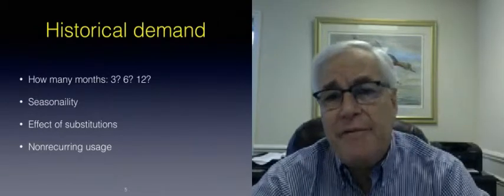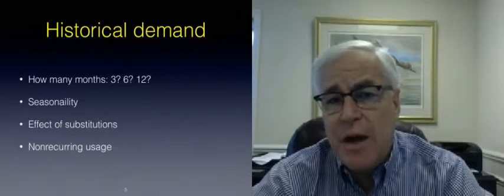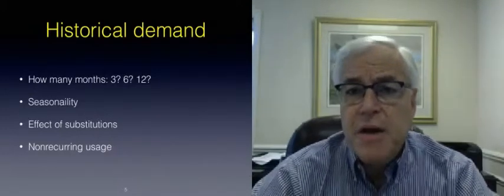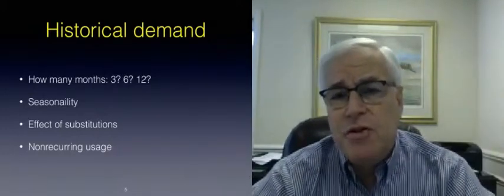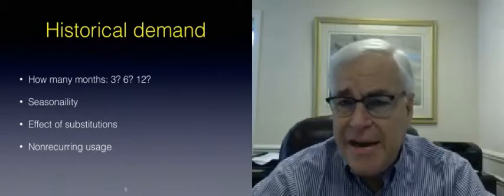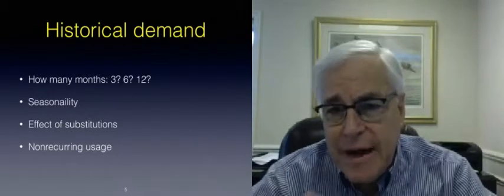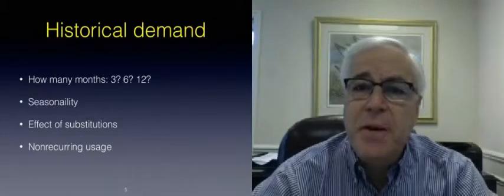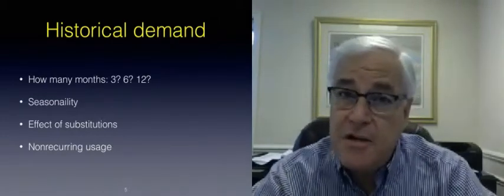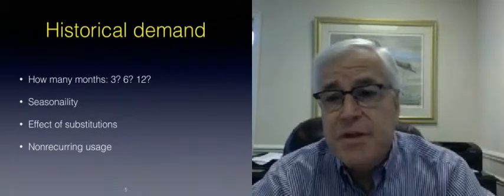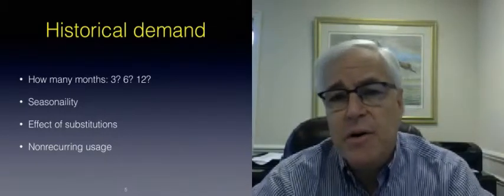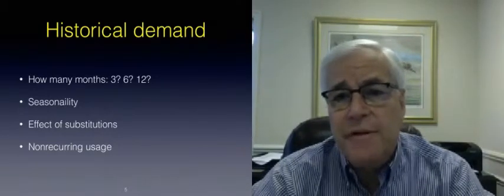Then we have the effect of substitutions, and good ERP systems have features to enable the distributor personnel to identify when an item is a substitution, and therefore not record the demand for the item that was shipped, but rather record the demand for the item the customer really wanted. But some discipline and procedures are needed in order to make that feature work effectively.